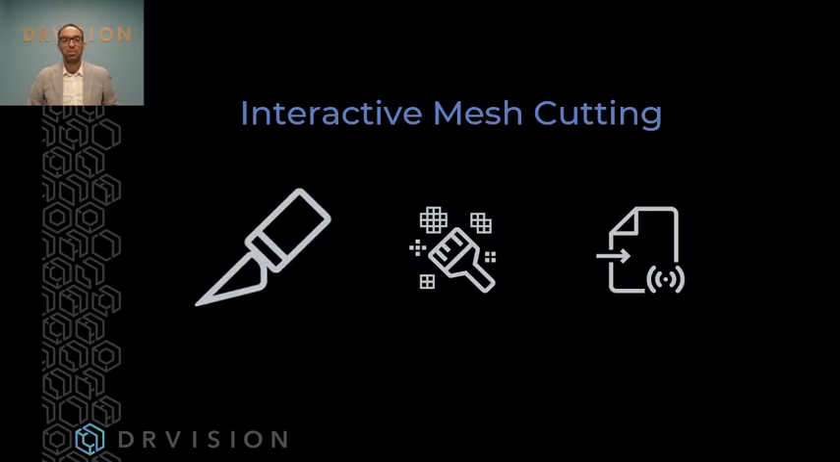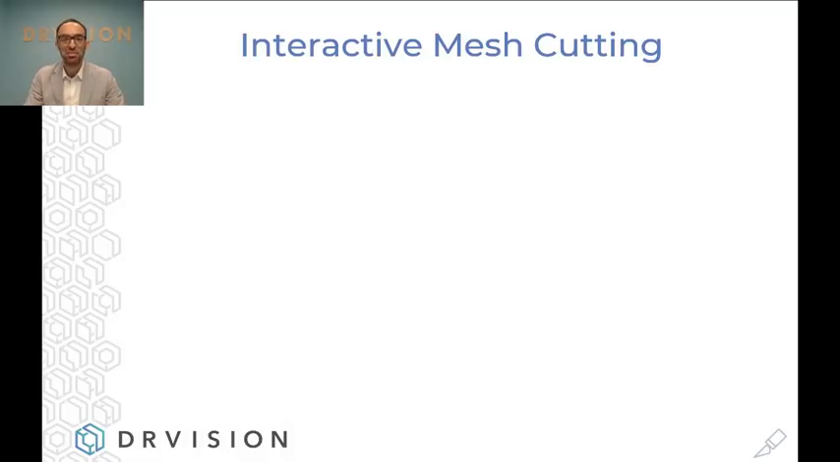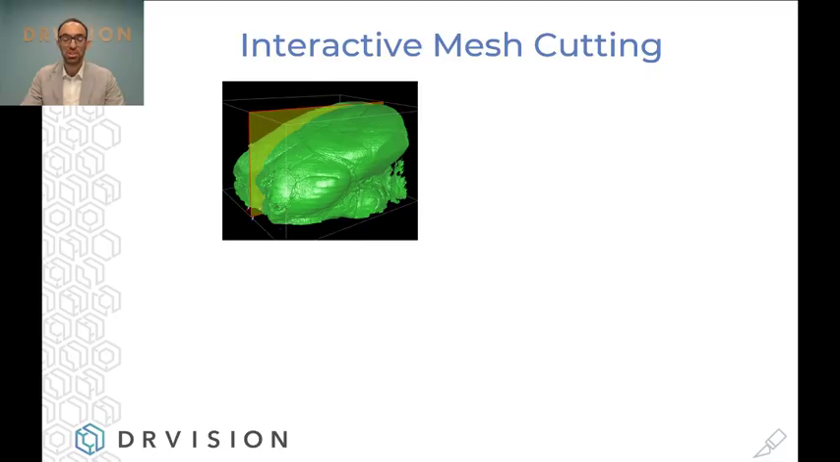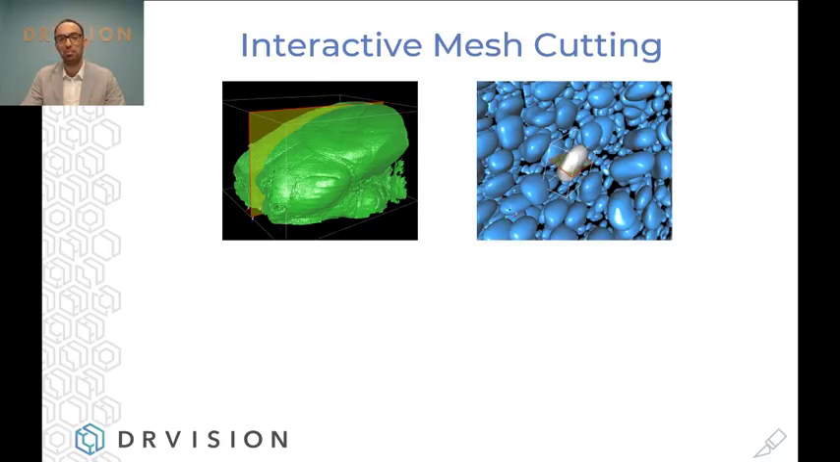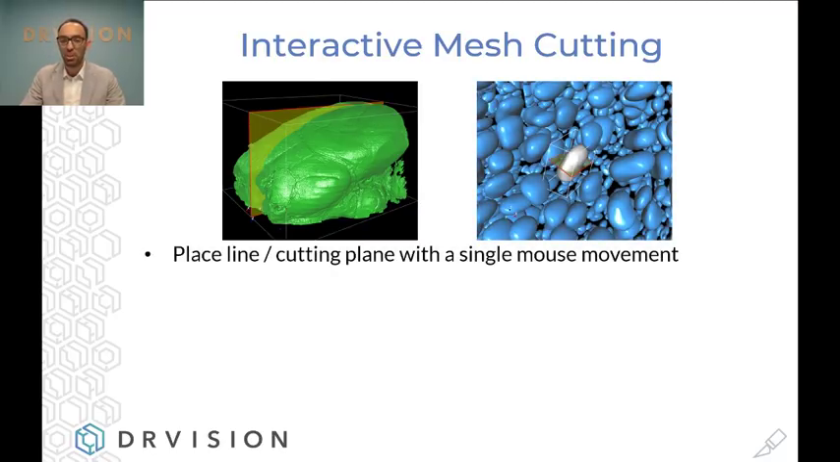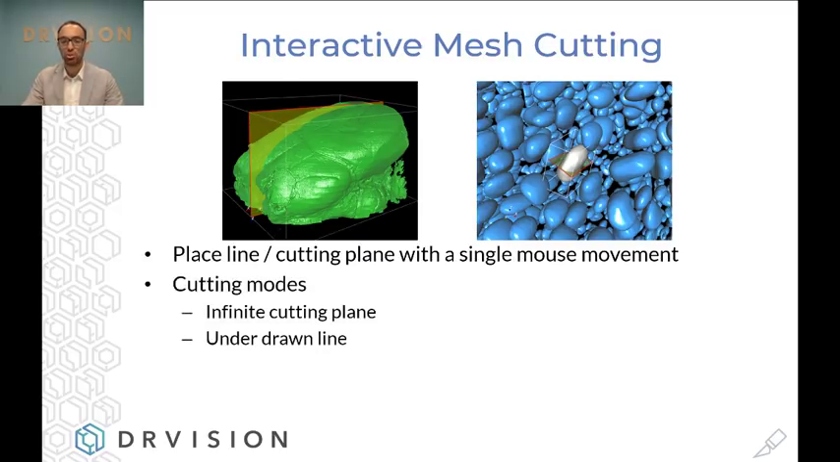Okay, so moving on to the mesh cutting tool. This is a relatively simple tool, but extremely useful. It's used, as the name indicates, to cut meshes into 2. And we have 2 modes. One is a way to cut that creates a plane that is the size of the image. So this is what we call infinite cutting plane. That's right here. And the other one is the line cutting plane.